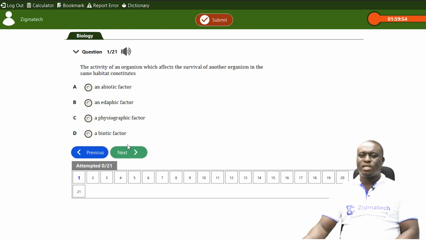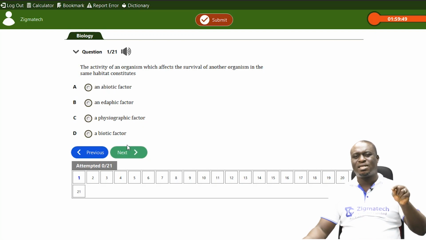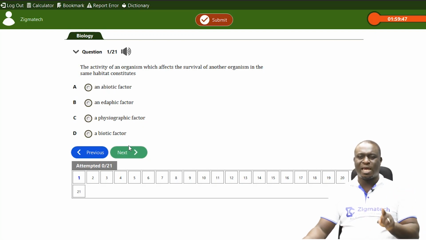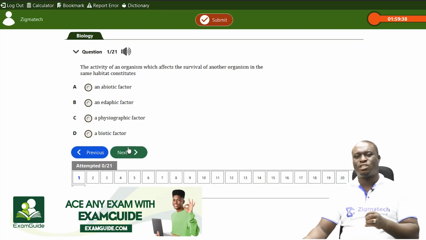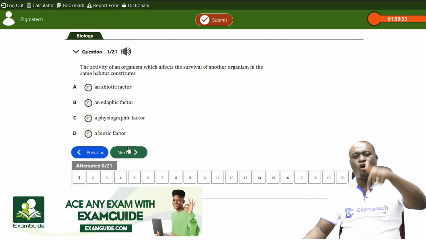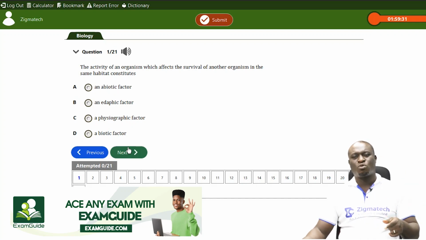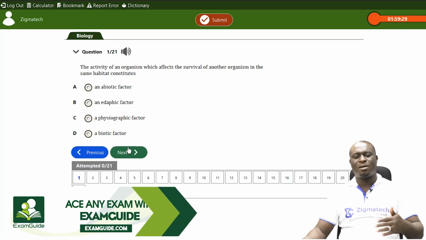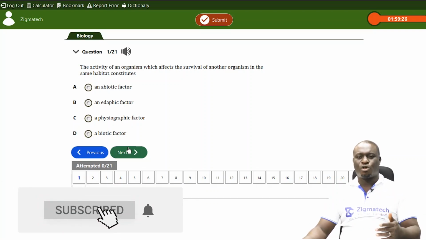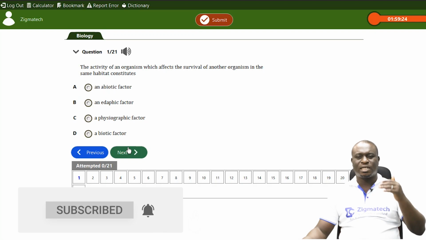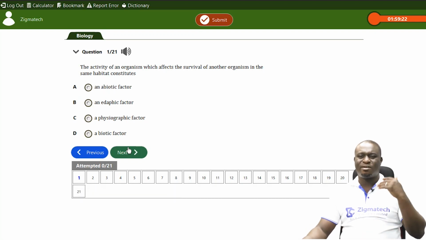The activity of an organism which affects the survival of another organism in the same habitat constitutes A. Is it an abiotic factor? B. Is it an edaphic factor? C. Is it a physiographic factor? And D. Is it a biotic factor? Now they said there in the question, the activity of an organism. And remember I told you that when you're talking about living organisms, you're talking about biotic factors. So the correct answer to this question is D, a biotic factor.